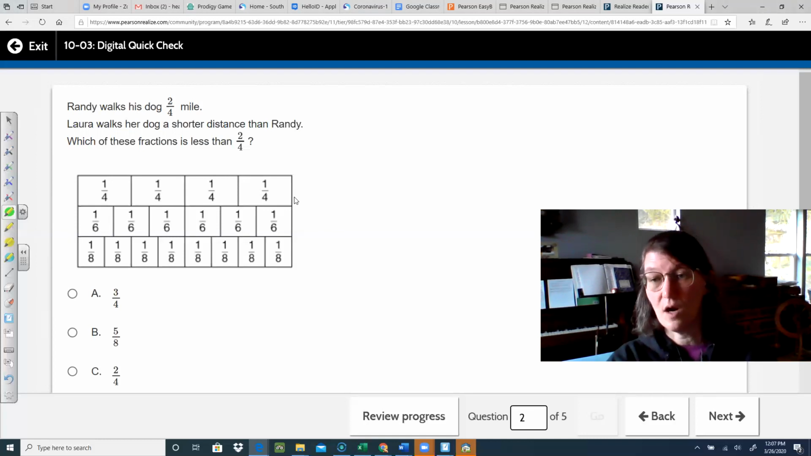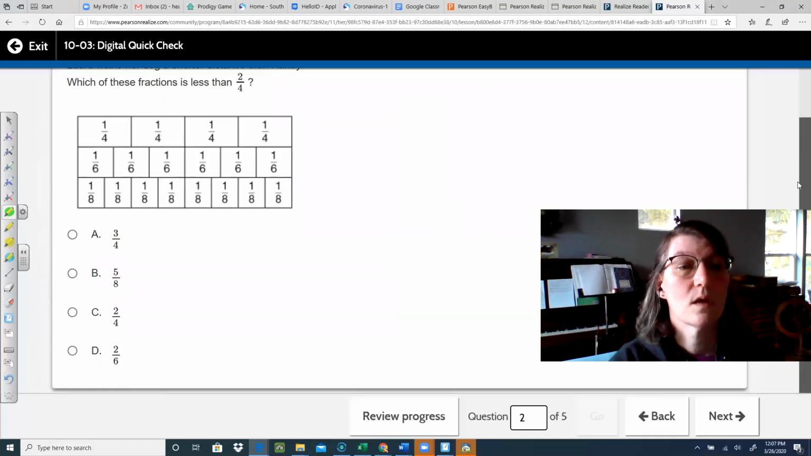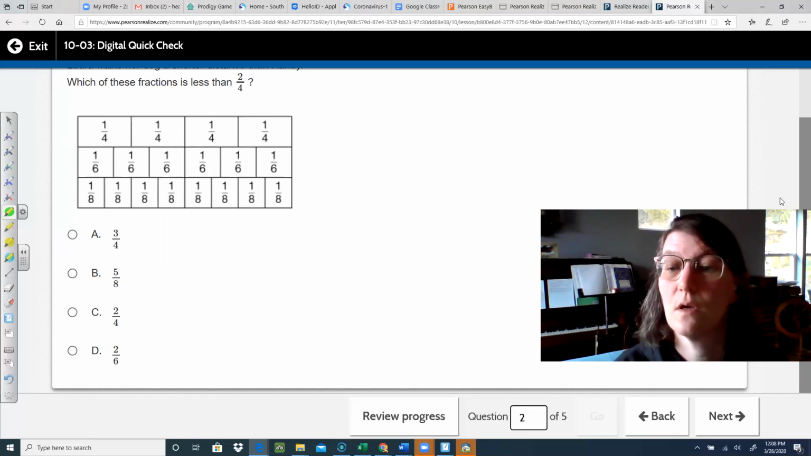So your first thing, you got to figure out where is 2/4. And then for A, I don't know if it shows everything. Oh, there we go. So for A, you have to decide, is 3/4 less than 2/4? For B, is 5/8 less than 2/4? C, is 2/4 less than 2/4? D, is 2/6 less than 2/4?